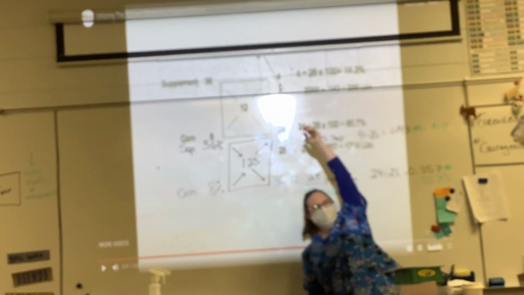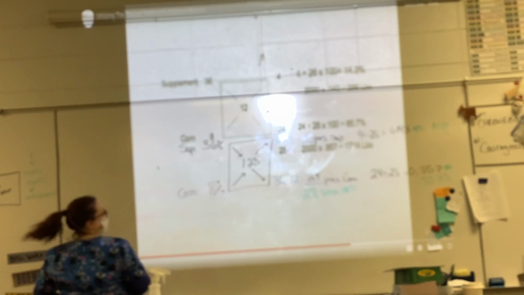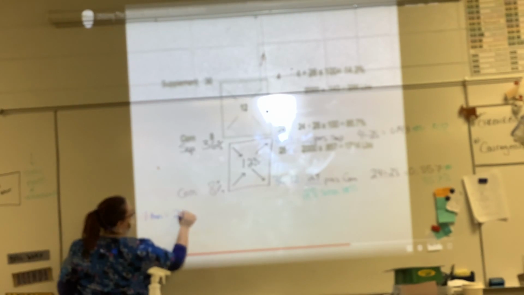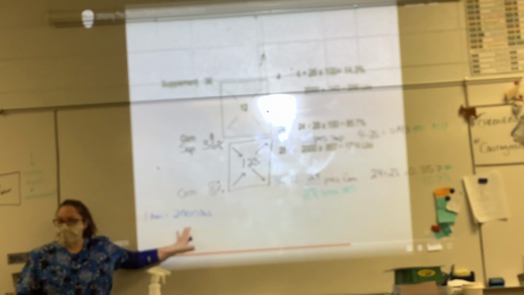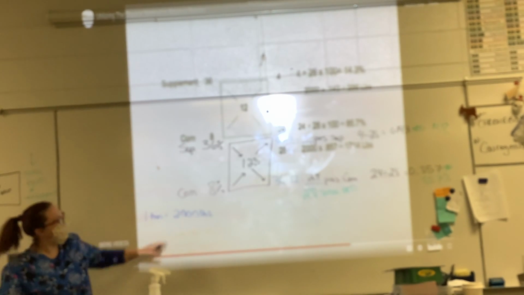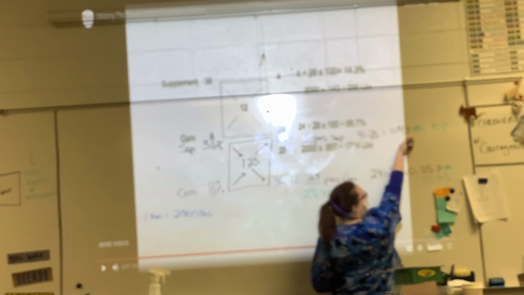How much does a ton weigh? 2,000 pounds, right? All right, if I want 2,000 pounds of food, I need to figure out how much of each I need. So I take that number.